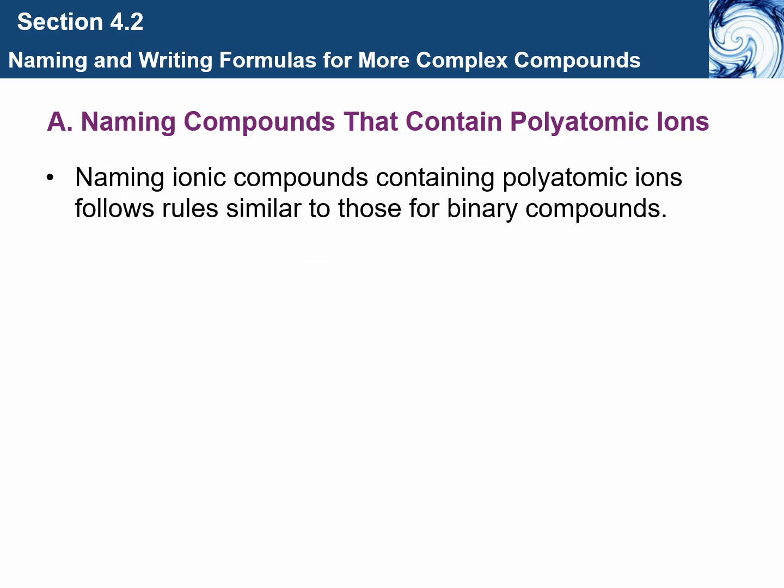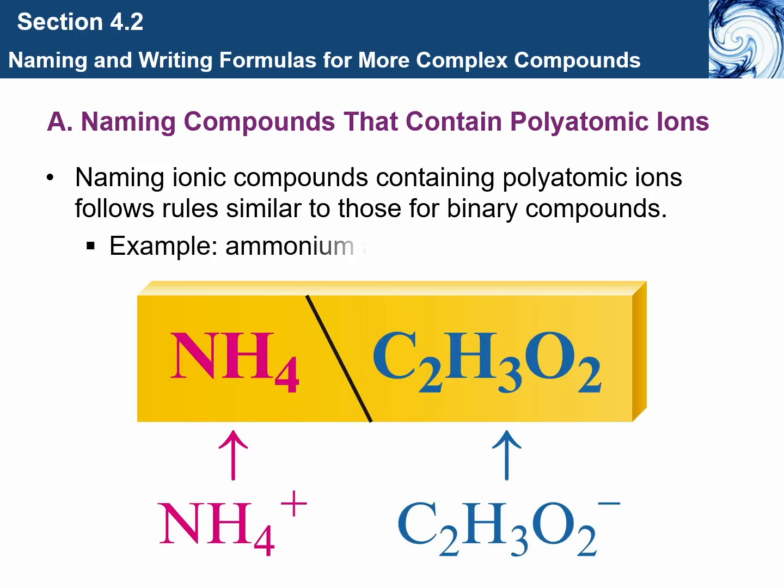Ionic compounds contain polyatomic ions. Follow the rules that we already learned for ionic compounds. The named cation goes first and the ion goes second. The anion goes second using the names of the polyatomic ion. So our example is ammonium acetate.